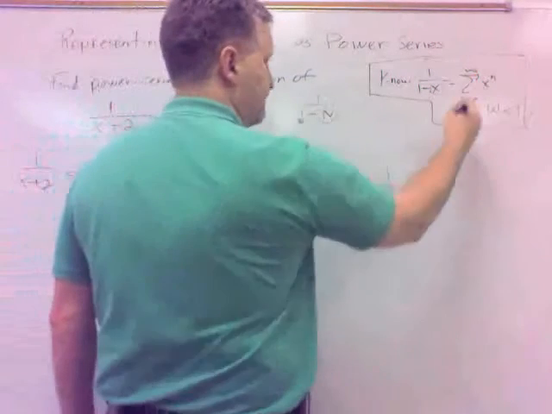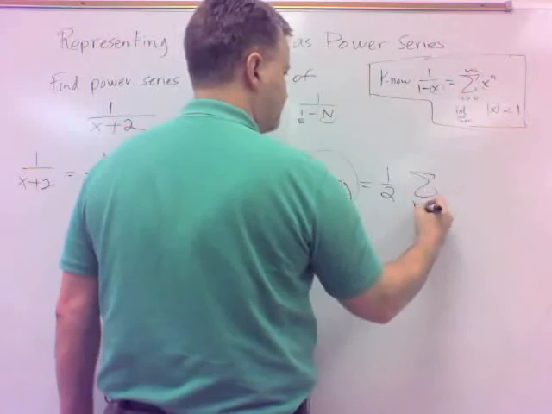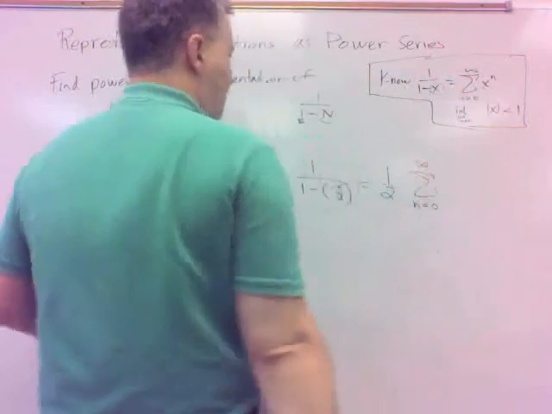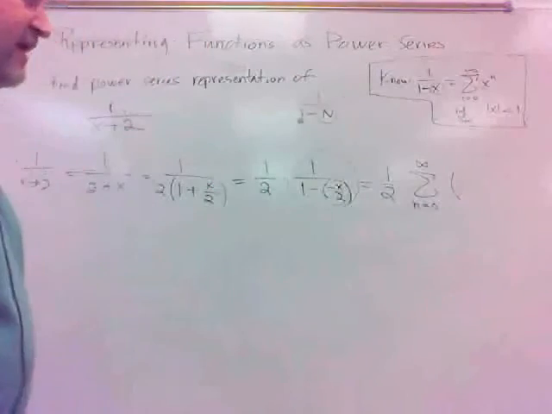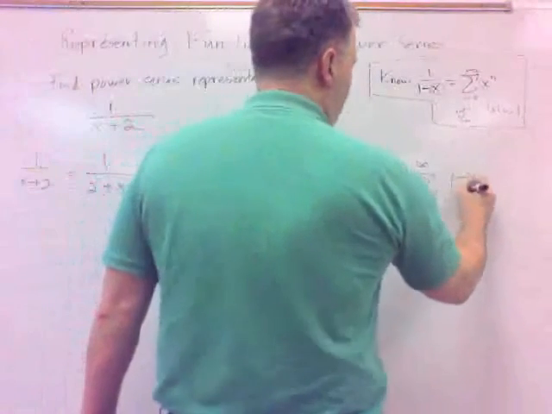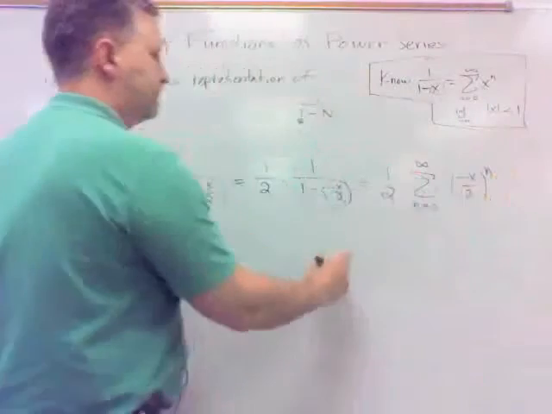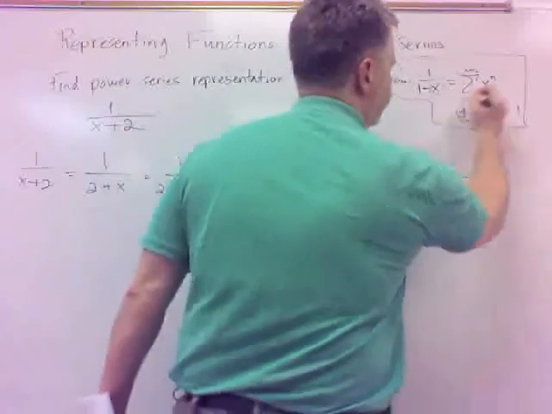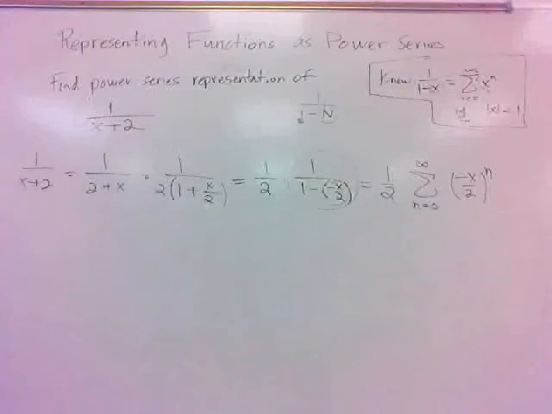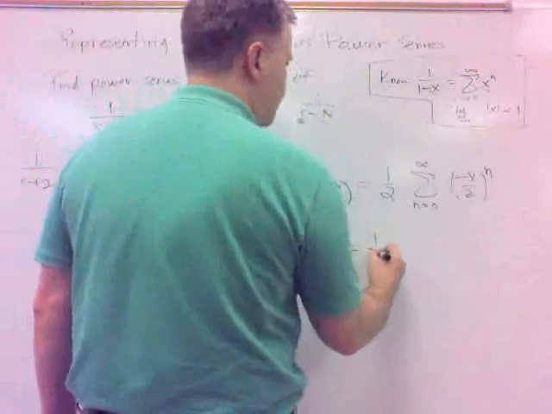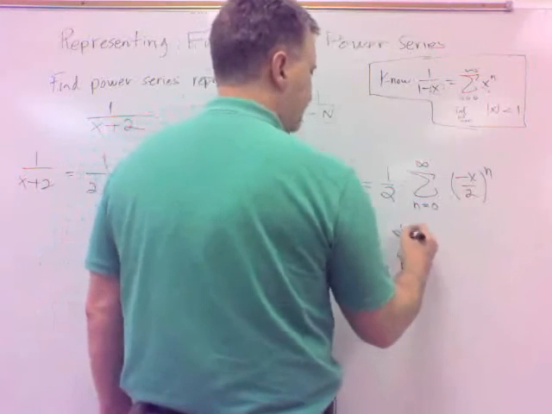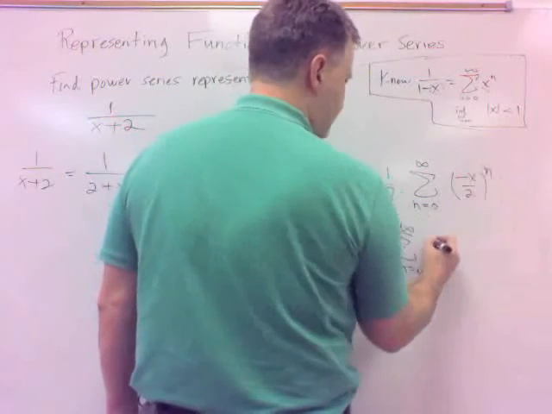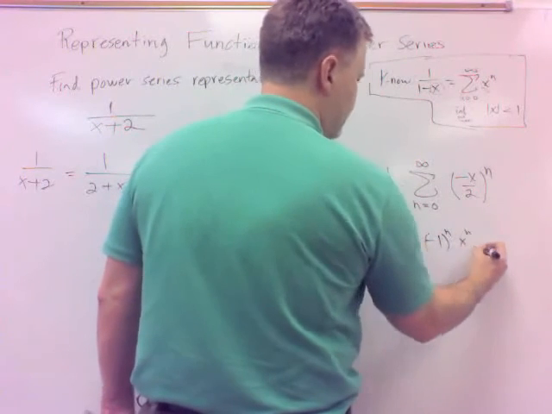So that'll be 1/2 times the power series, n equals 0 to infinity. What's x? x is minus x over 2. Substitute that in for x. Okay, but yeah, let's clean it up. So it'd be 1/2 and the sum from n equals 0 to infinity. Let's just break all those up: minus 1 to the n, x to the n, over 2 to the n.